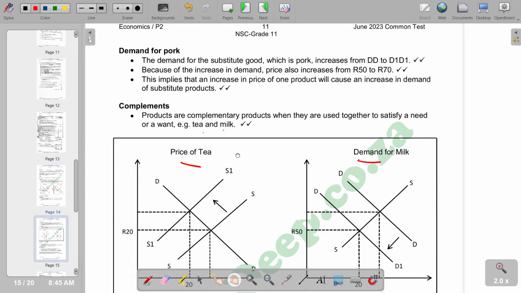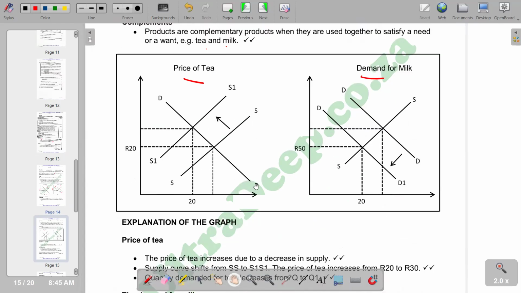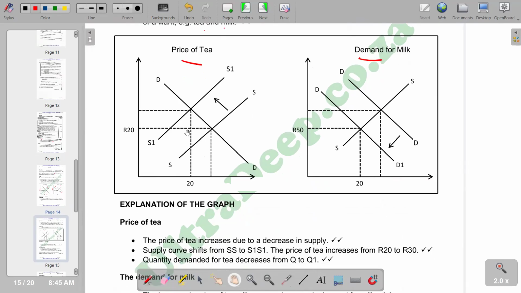So within that context, we see that in the first graph, we have got the demand being held constant, not changing, and then supply is constant in the second graph. So explanation of the graph, price of tea, we are seeing that the price of tea increases due to a decrease in supply. So under T, we are having the supply shifting from S to S1. So when the supply shifts from S to S1, it's going to increase the price from 20 rand to 30 rand.